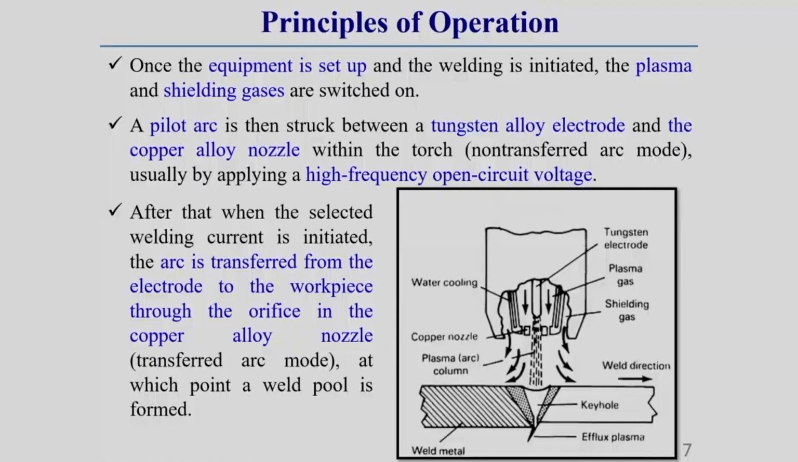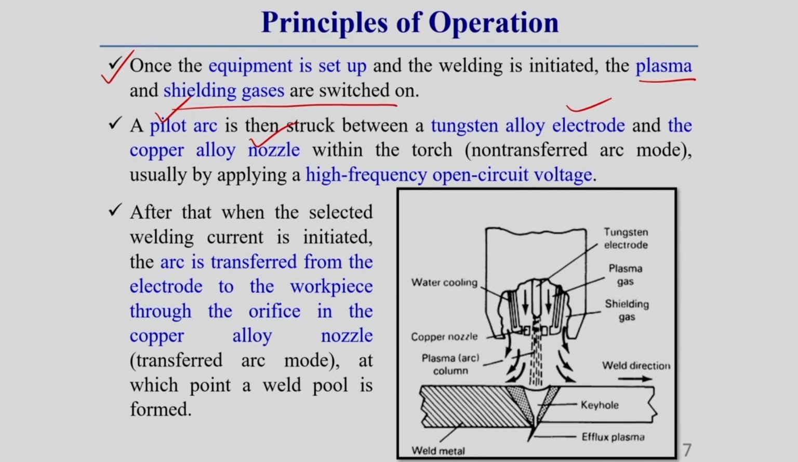Okay. Now, we will discuss the principle of this operation. Once the equipment is set up and the welding is initiated, then the plasma and shielding gas are switched on. So, before starting the equipment, generally the plasma and shielding gas is not started. These things you should keep in mind. After the equipment is set up and welding is initiated, then you have to start the plasma and shielding gas. Okay. Once we start them, initially a pilot arc is struck between a tungsten alloy electrode and the copper alloy nozzle. This is what I want to tell you.